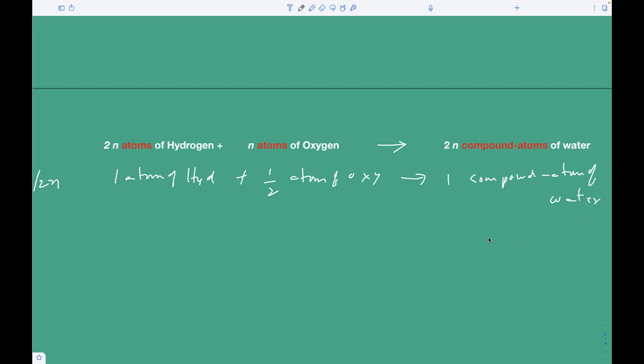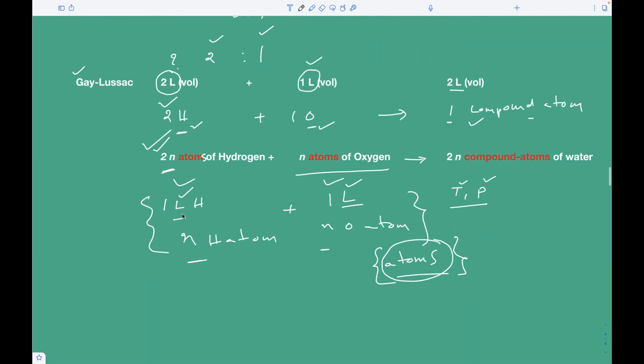Now did you notice any problem with this line? It says 1 atom of hydrogen combines with half an atom of oxygen to form 1 compound atom of water. That means to make 1 compound atom of water, you have to split an oxygen atom, and Dalton doesn't like it. So you have to violate Dalton's atomic theory if you say equal volumes of different gases contain equal number of atoms at the same temperature and pressure.